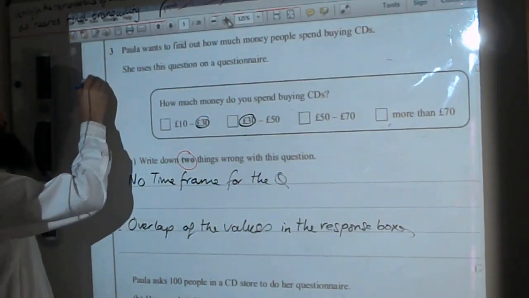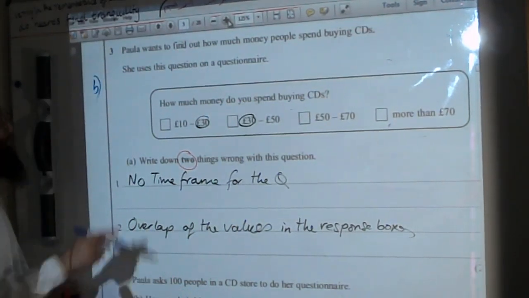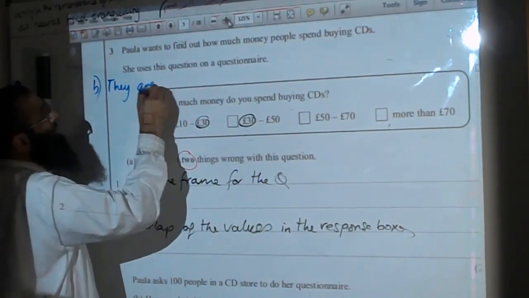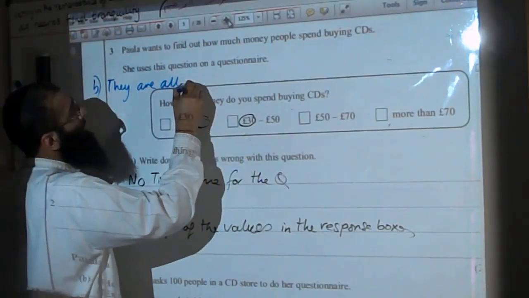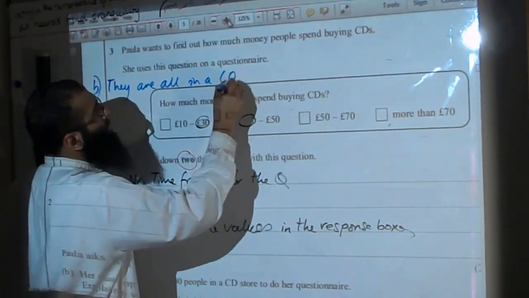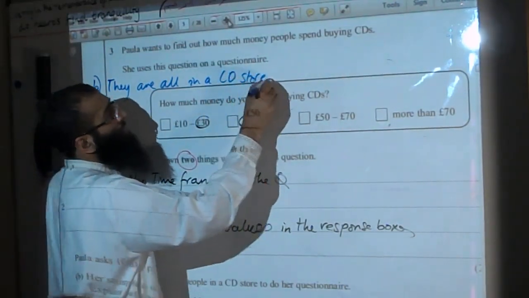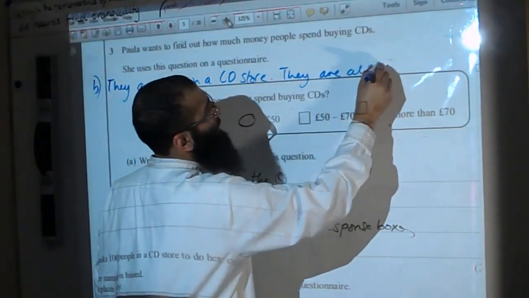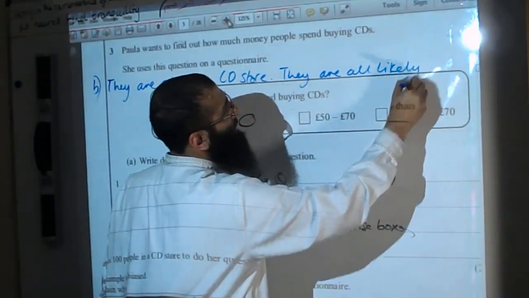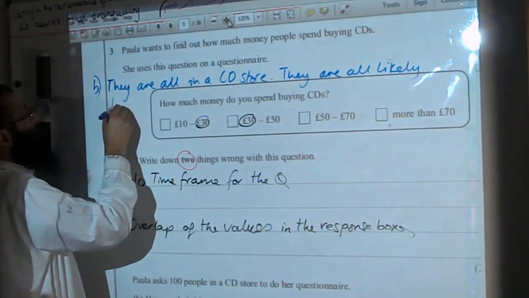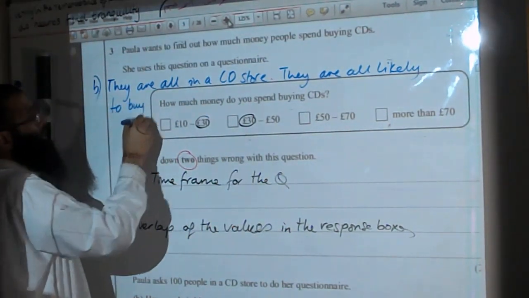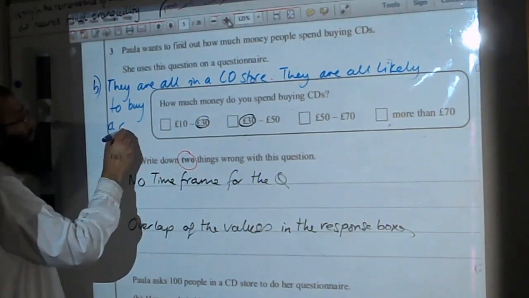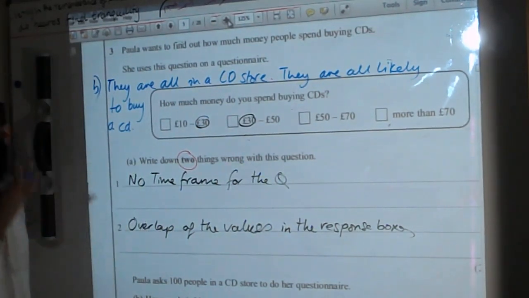I'll put part B over here, some more space over here. So they are all in a CD store. They are all likely to buy CDs. Yeah, it's good. That's the reason why it's biased.